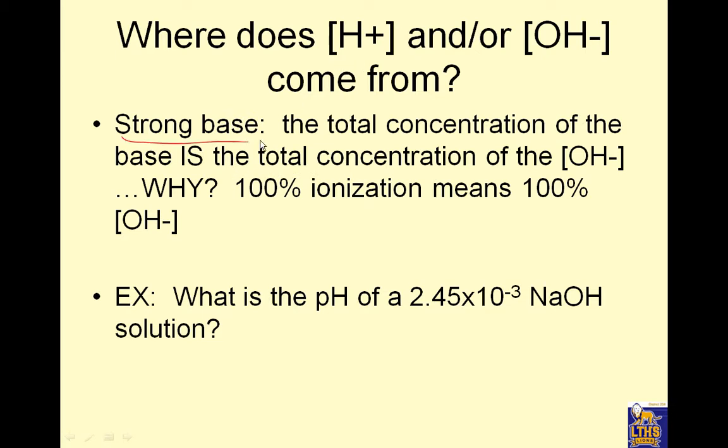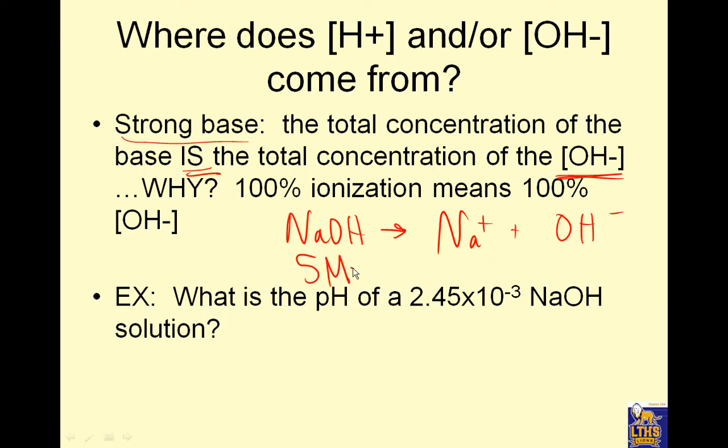Well, what if it's a strong base though? Then the total concentration of the base is the total concentration of hydroxide. Same reason. I'll give you this again. NaOH, Na plus OH minus. If this was 5 molar and it all dissolves, then there's none of that left, and we get 5 molar of that. So the pH, though, you have to be careful.